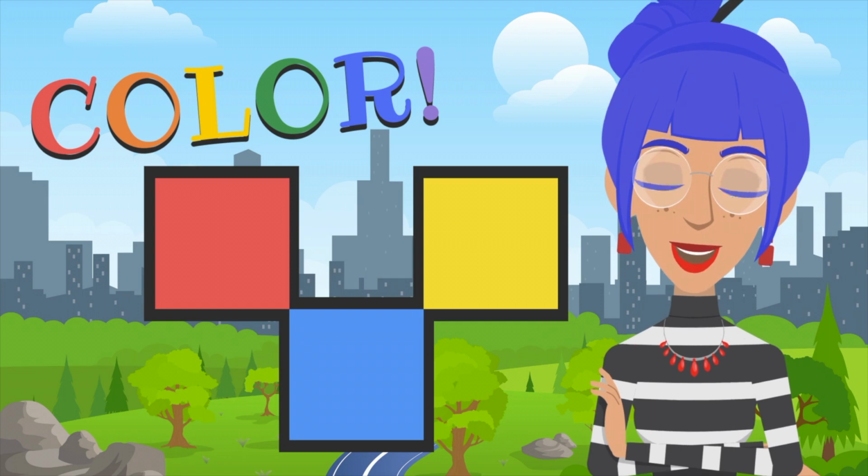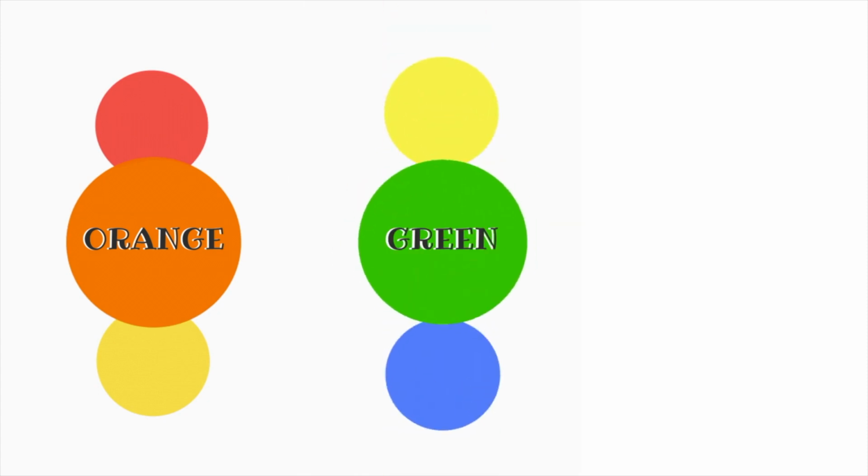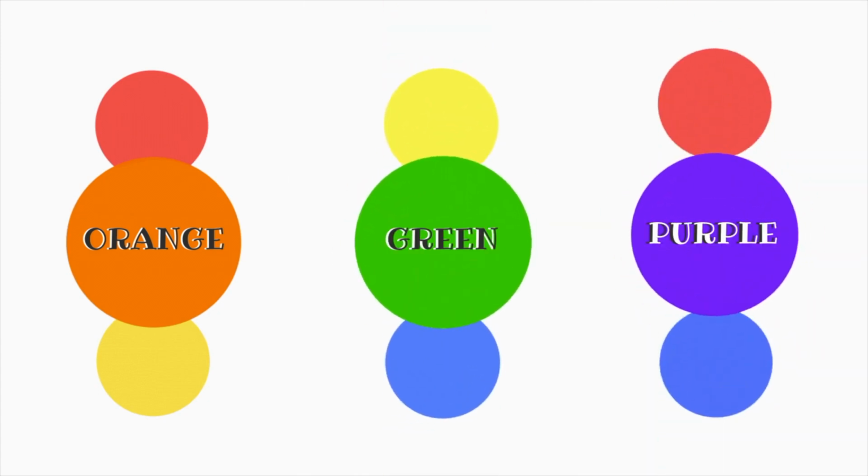Red, yellow, and blue are the primary colors for 2 reasons. The first reason is because if you mix them together, you create what are called the secondary colors. Let's actually see what secondary colors we create when we mix the primaries together. Red and yellow make orange, yellow and blue make green, and blue and red make purple.